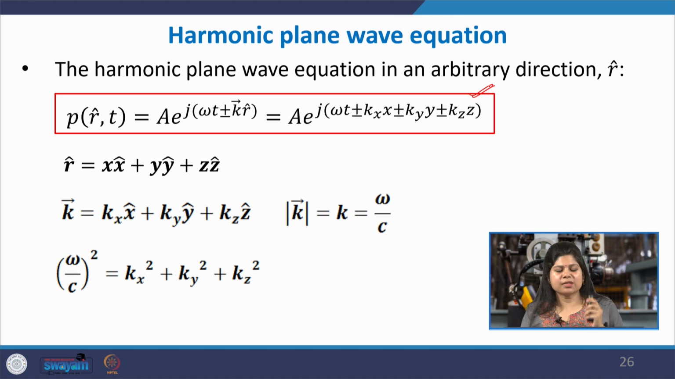So, this becomes the solution for a general harmonic plane wave that may be travelling along a certain direction in 3D, such that the direction vector has a kx component in the x axis, a ky component in the y axis, and a kz component in the z axis, and these equations hold true. So, with this we end our lecture on the harmonic plane wave, and we have derived the harmonic plane wave solution for any generic direction.